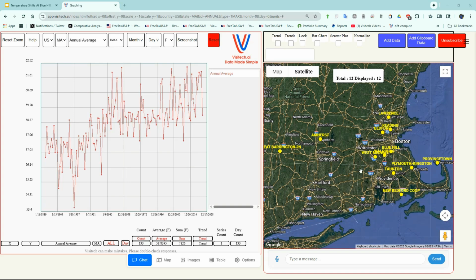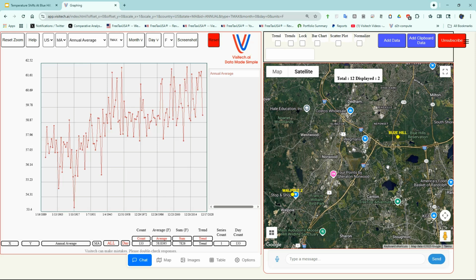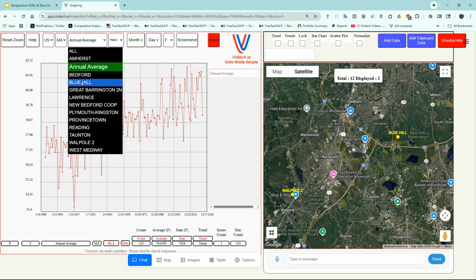Now on the right side of the screen, we have a map of all of the United States Historical Climatology Network stations in Massachusetts. I'm going to zoom in on a couple of them which are close to Boston. Now we're going to look at all the daily maximum temperatures for Blue Hill and Walpole.